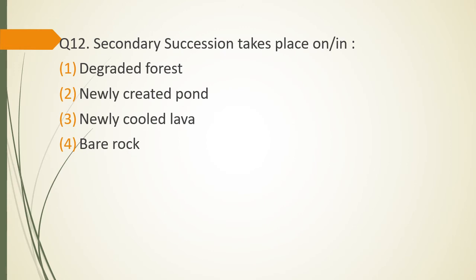Question number 12. Secondary succession takes place on or in degraded forest, newly created pond, newly cooled lava or bare rock. Secondary succession. Correct answer is option 1, degraded forest.